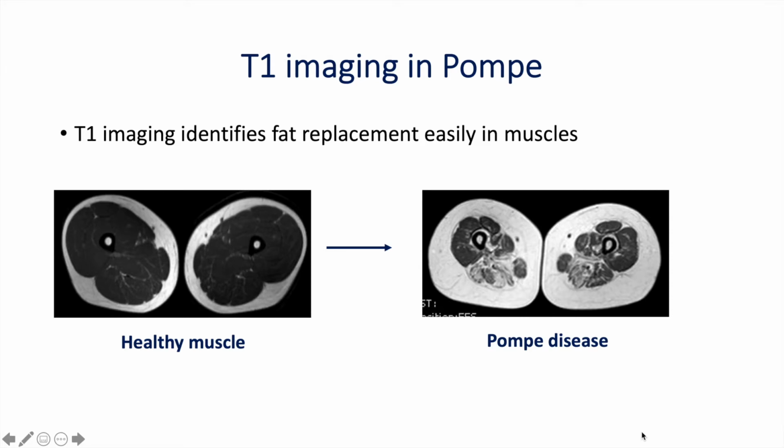If you take a look at the picture that's called Pompe disease, you can see there is a clear increase in the amount of fat in the subcutaneous area, but most importantly, there is an increase in the amount of fat inside the muscles. What is happening there is that this patient is losing muscle fibers, and these muscle fibers are becoming replaced by fat. And fat always has this white appearance in T1 weighted imaging.